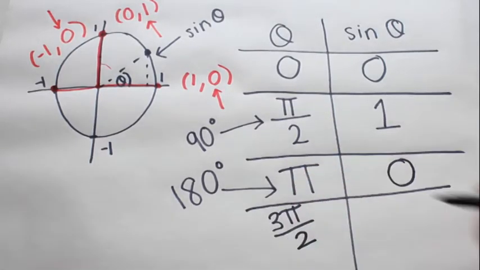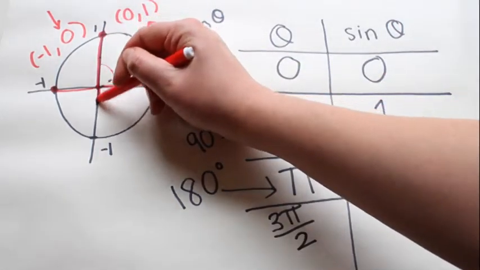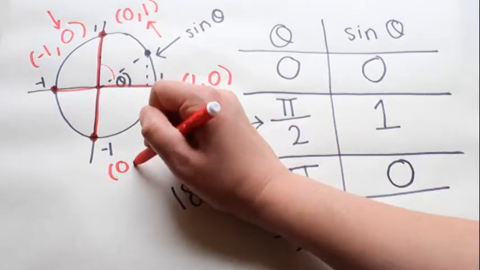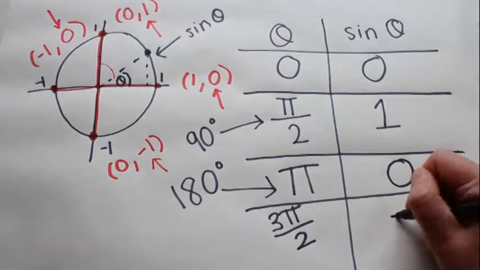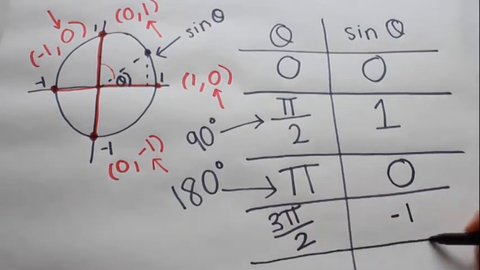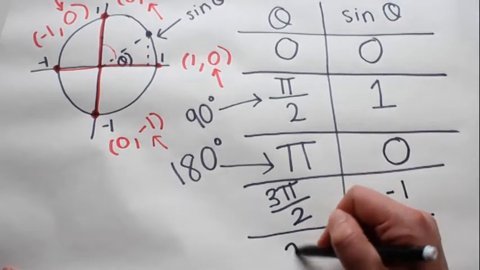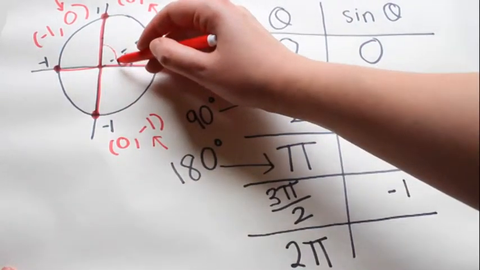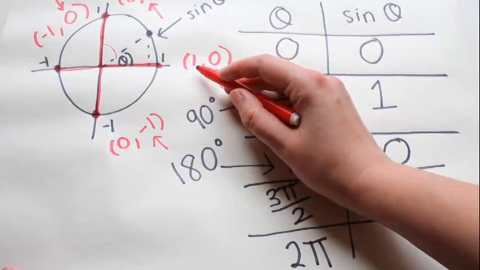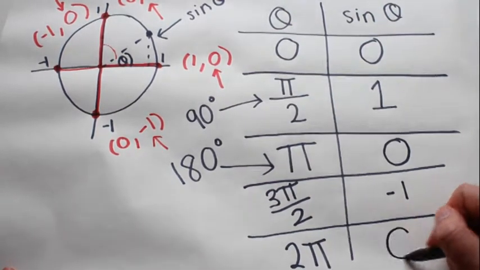We can continue this trend to 3 pi on 2, which has an equivalent sine theta value of -1, where it intersects the y value. And for 2 pi, where the angle intersects the unit circle at the point (1, 0), hence sine 2 pi is 0.